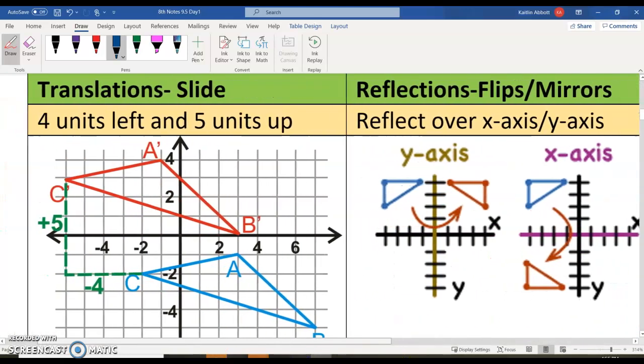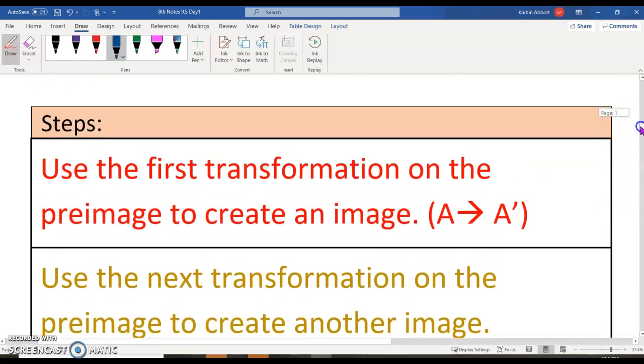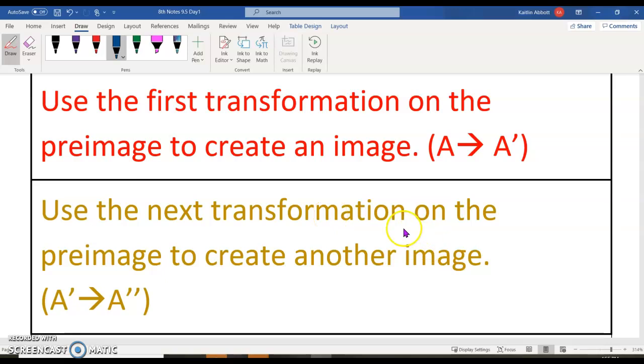And I'll show you how that's going to look. So here are our steps. It says, use the first transformation on the pre-image to create an image. So it's going to go from A to A prime. But then we're going to have to do another transformation. It says use the next transformation on the pre-image to create another image. So then it's going to go from A prime to A double prime.